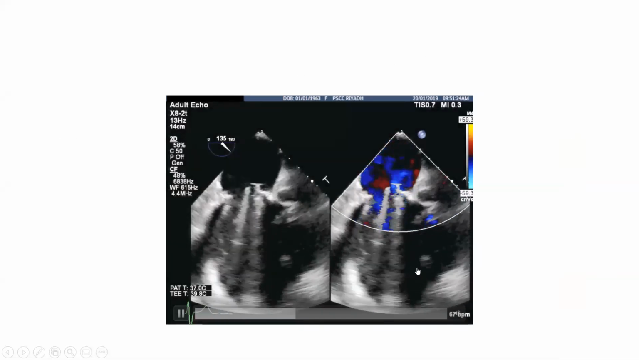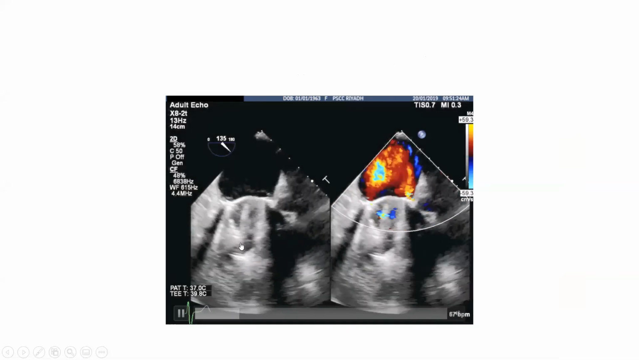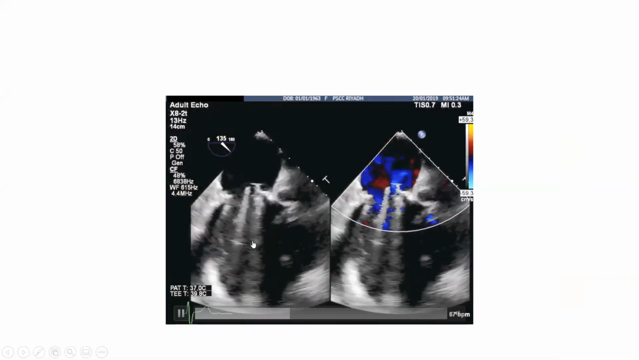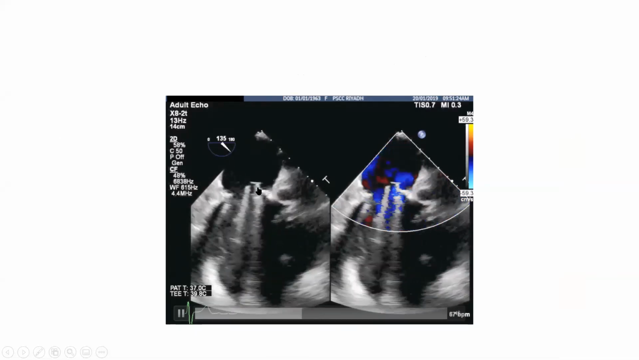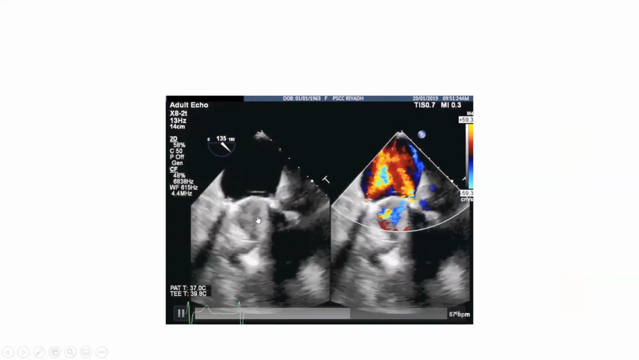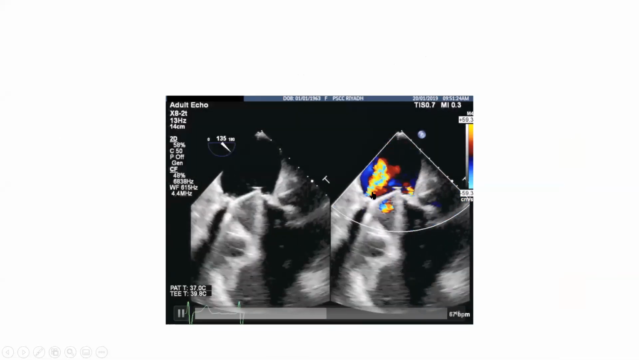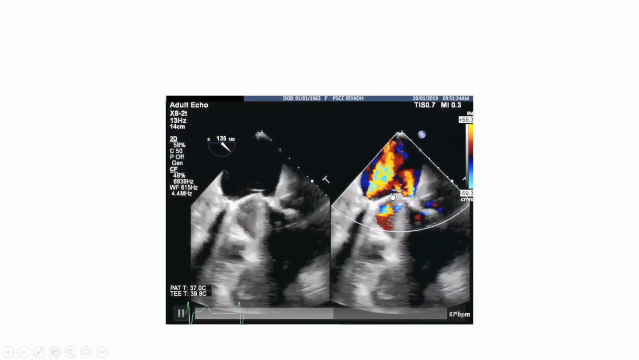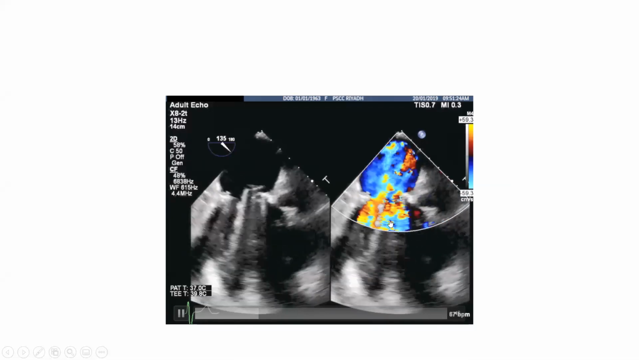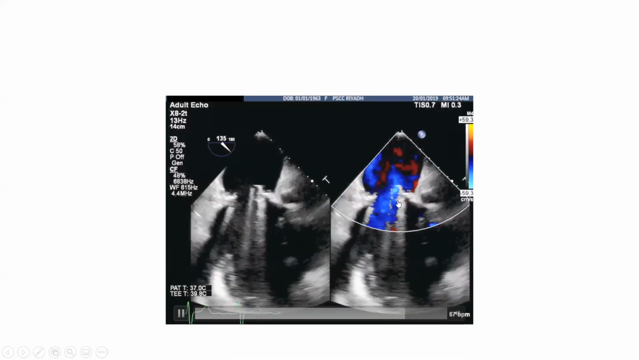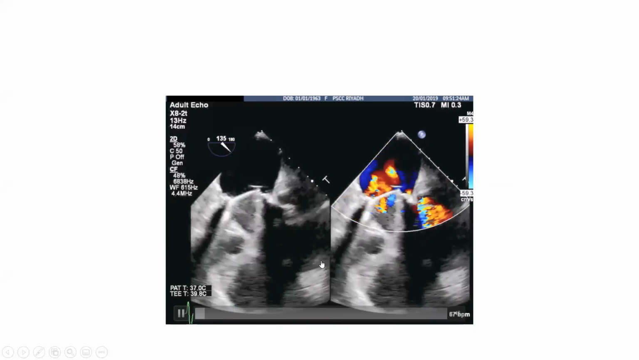Here, this is definitely a mechanical valve. Why is it a mechanical valve? Because in the far field, I can see the shadowing. It is a bileaflet, 1, 2 leaflets, okay? And there are some jets coming from outside the sewing ring. There is a paravalvular leak here and here. So this is a mechanical valve with paravalvular leak. You have to rule out infective endocarditis in this patient.